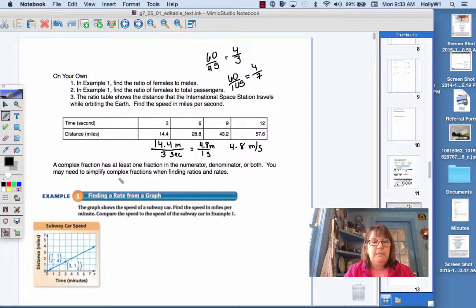You may need to simplify the complex fraction when you're using ratios and rates. So if we had to simplify that in order to figure this out, in this case we didn't, because we just divided the top and the bottom by 3. You would multiply the top by 10, so you would have 144, and you would multiply the bottom also by 10, because if you multiply the top by something, you have to multiply the bottom by the same thing. So you'd end up with 144 over 30. And it's going to come up in your homework.